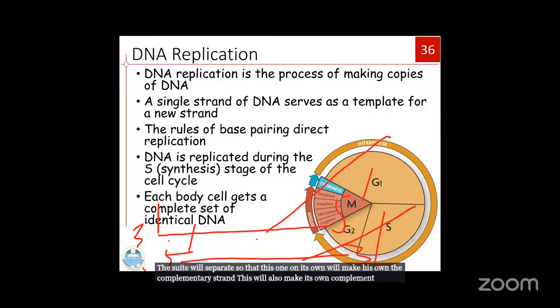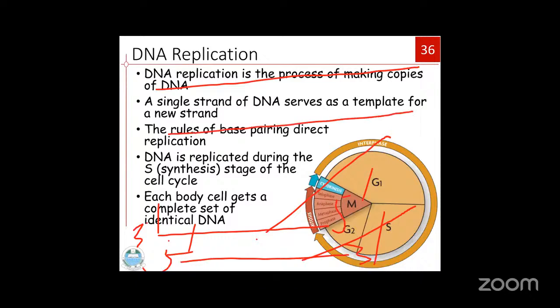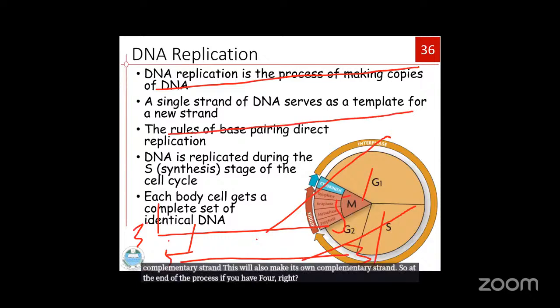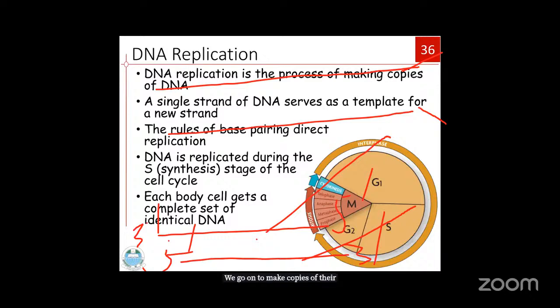So at the end of the process, if you have 4, right? Eventually, you are going to have 8 because each of these will go on to make copies of their DNA or to duplicate themselves. Okay.